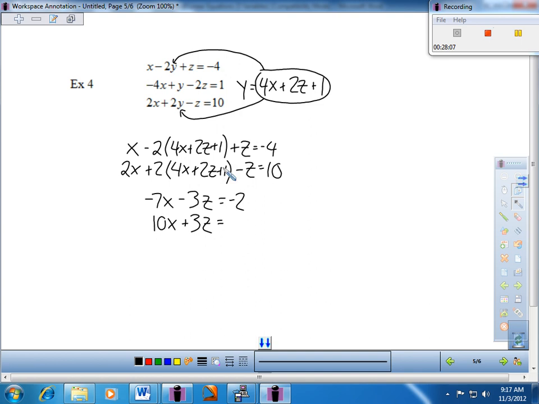I'm going to bring that over to the other side, of course. 10 minus 2 now gives us 8. Okay, I like this. This worked out rather well for us. And so in this case, I'm going to add those two together. The 3z's should go away. I get 3x equals 6, and x equals 2.